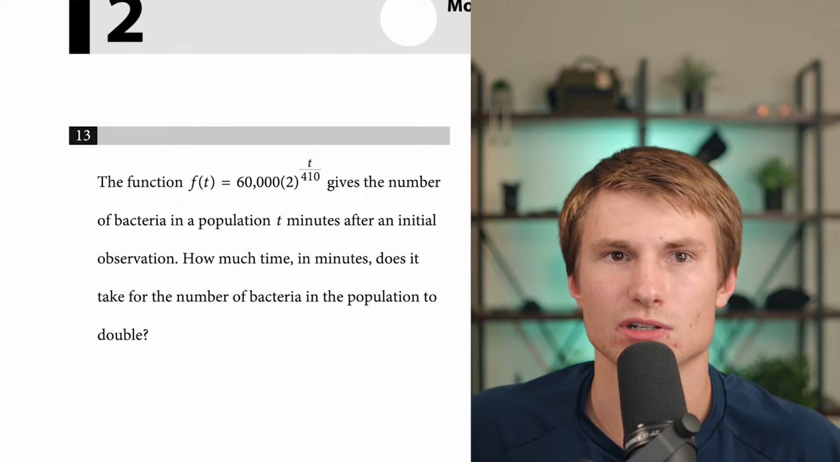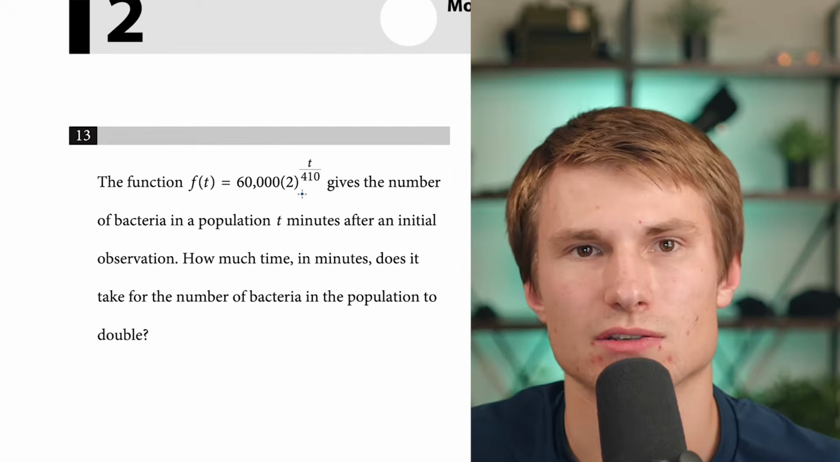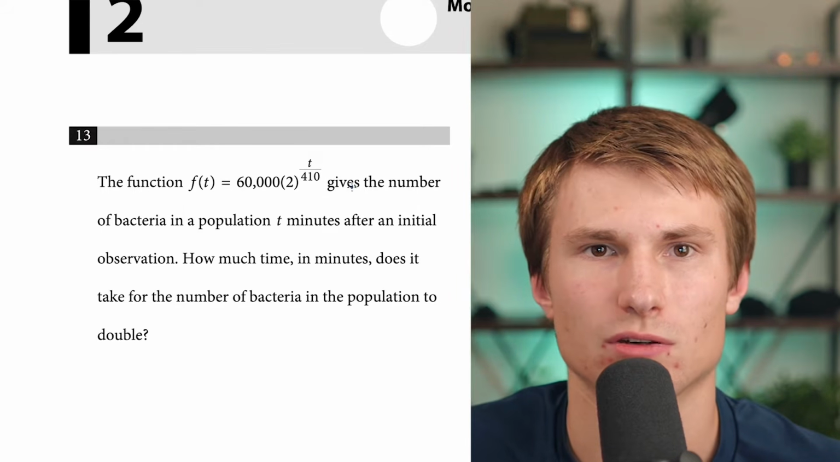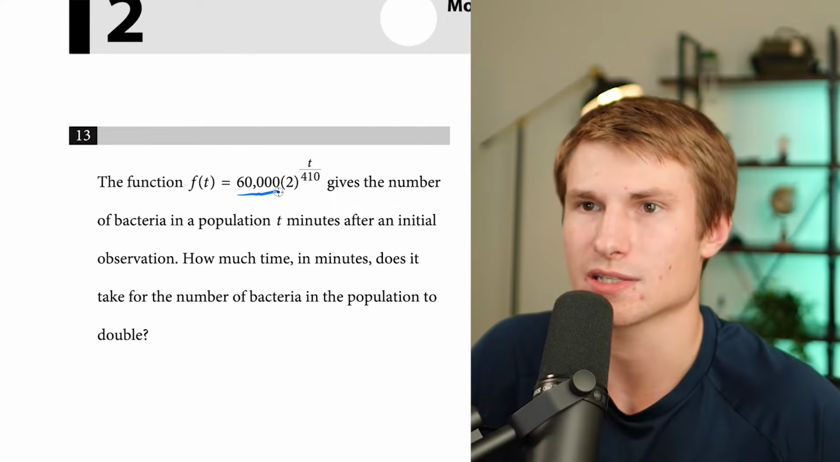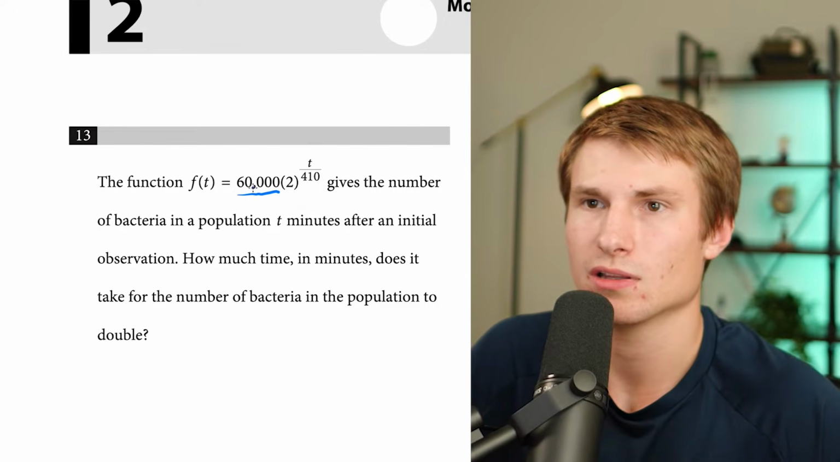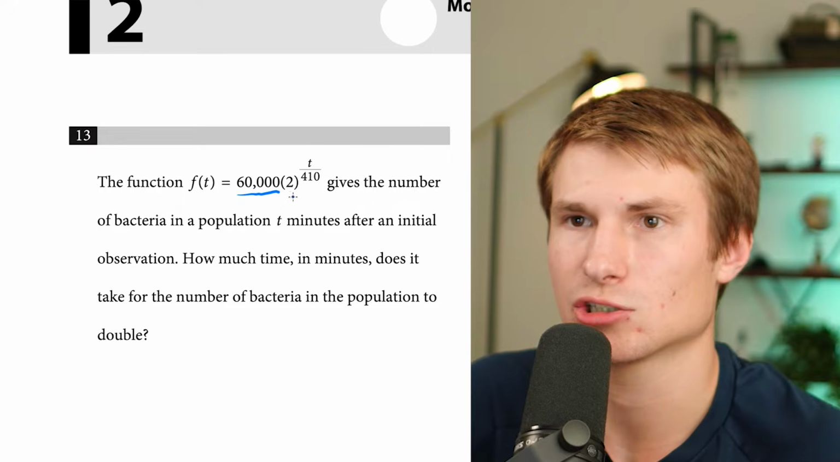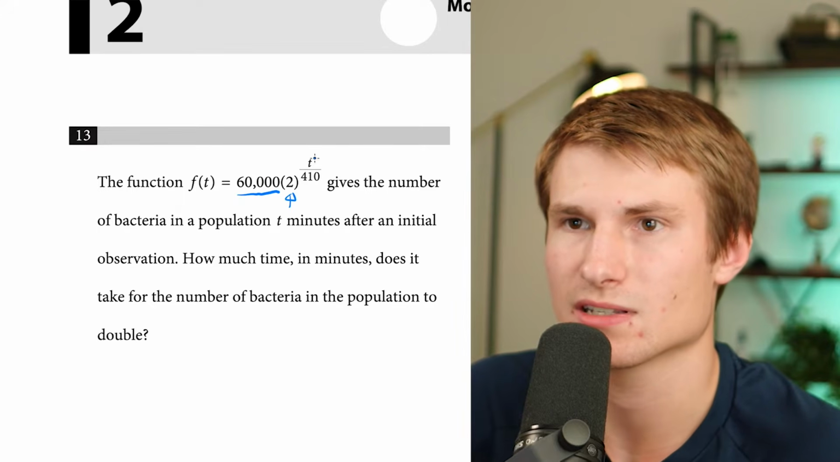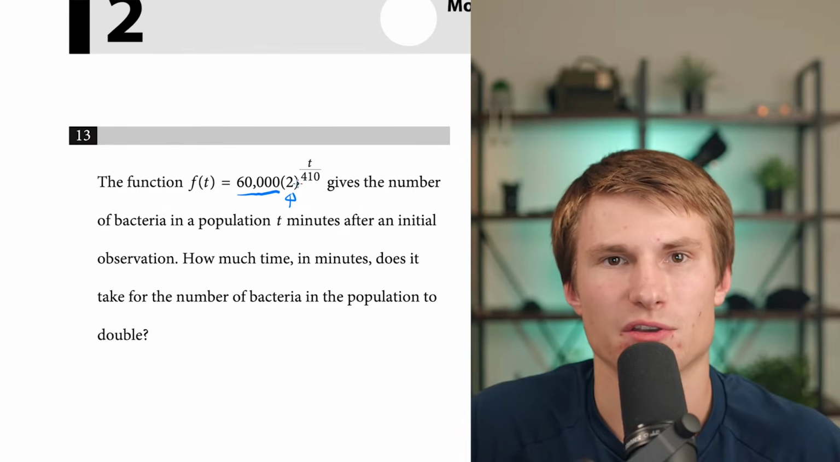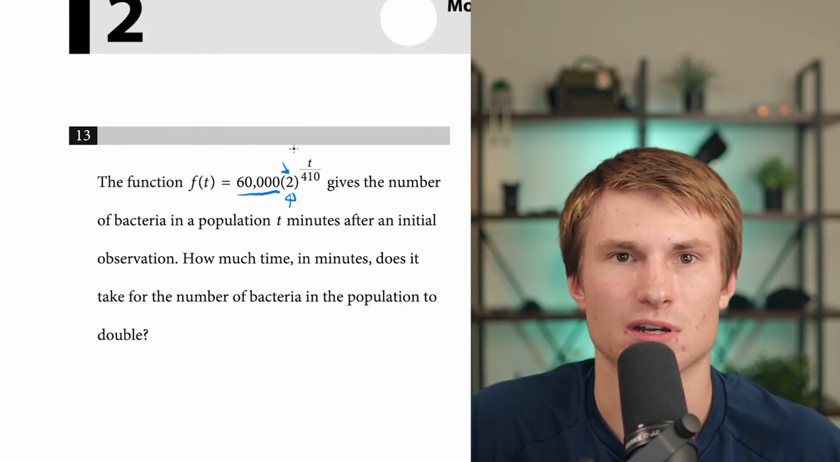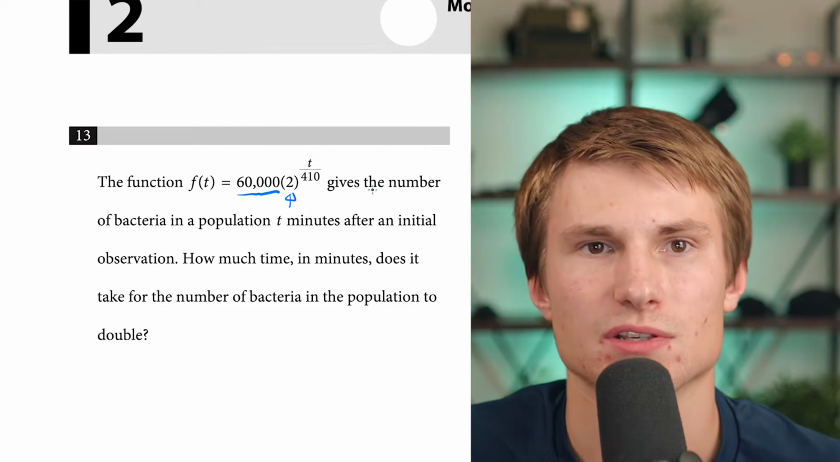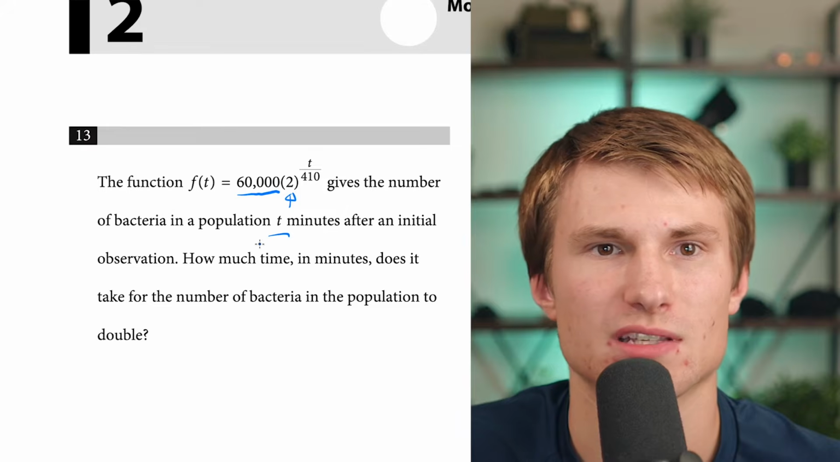Okay, there's question 13. Function f of t is equal to 60,000 times 2 to the power of t over 410. If you don't know, this is the exponential growth formula. The 60,000 is the initial value. This 2 is what your growth factor is. And then you have this t over 410, which is telling you how often you're doing this doubling. And we know it's doubling because we have 2 for that growth factor. So this gives the number of bacteria in the population t minutes after an initial observation.